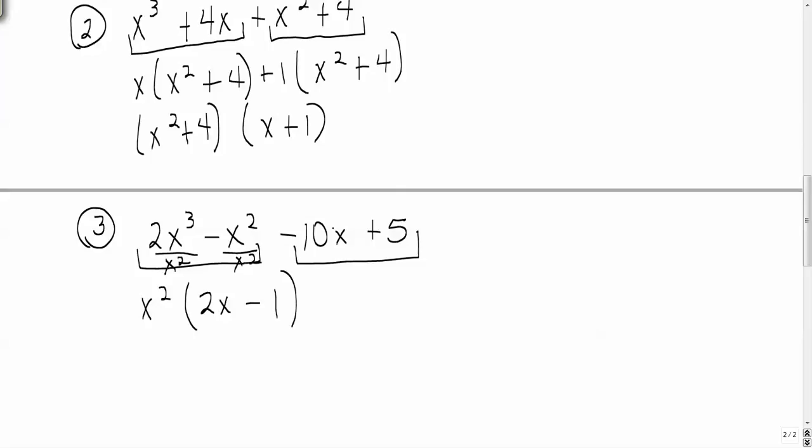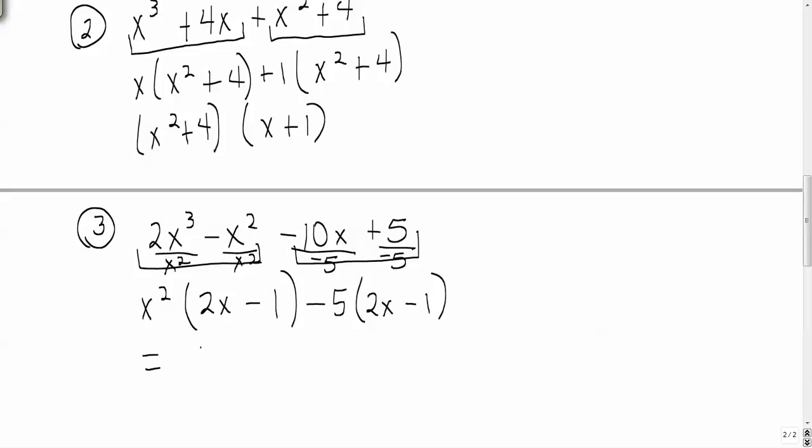We'll group the last two together. Now, since the first term here that you're factoring is a negative, then you need to factor out a negative greatest common factor. So we know it's going to be a minus, and 5 would be the greatest common factor there. Now, if you divide negative 10x by negative 5, that leaves you with 2x. And if you divide 5 by negative 5, that leaves you with a minus 1.